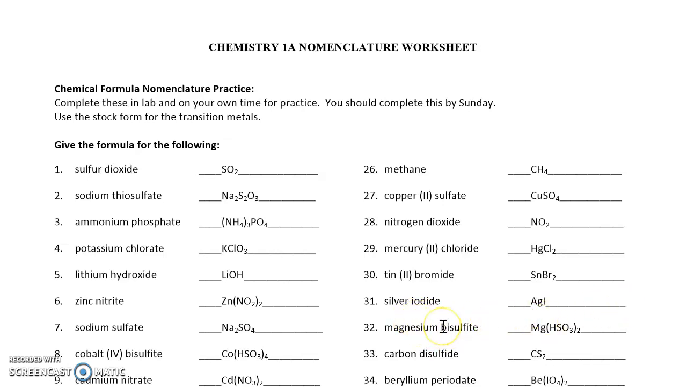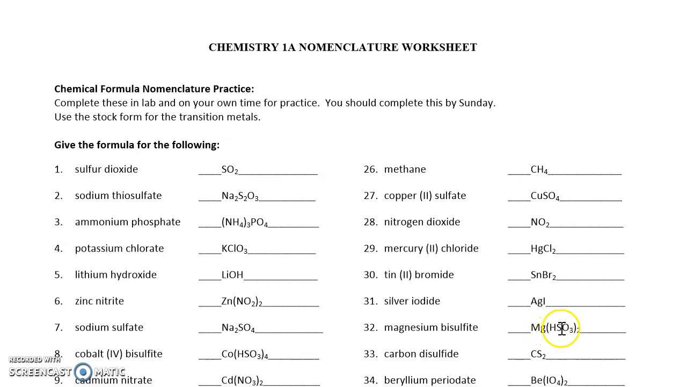We know that magnesium is in group 2. It's got a +2 charge. And we know that sulfite, SO3 2-, has a 2- charge. So hydrogen sulfite or bisulfite has an H+ added to SO3 2-, which gives it a single negative charge. So that's why I need 2 of them. I need 2 single negative charges to cancel the +2 charge of magnesium.